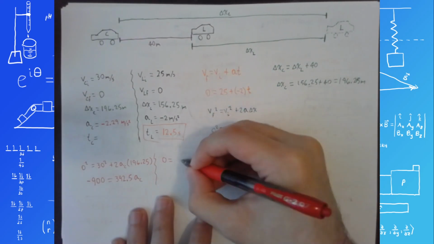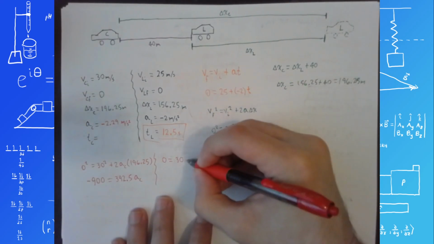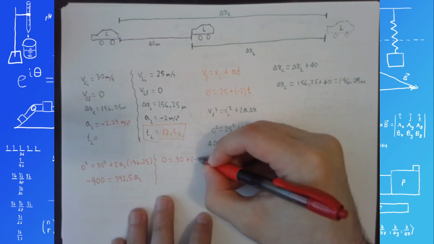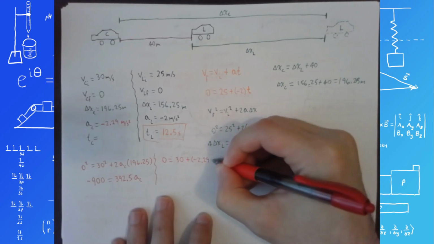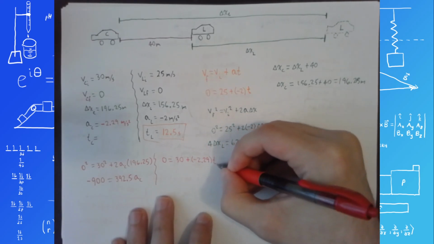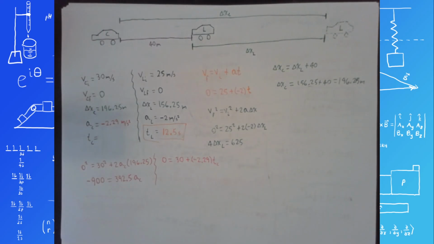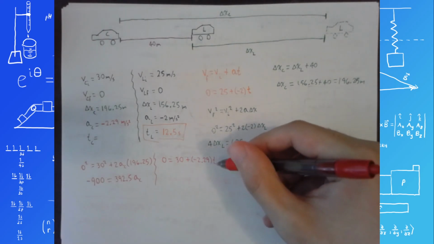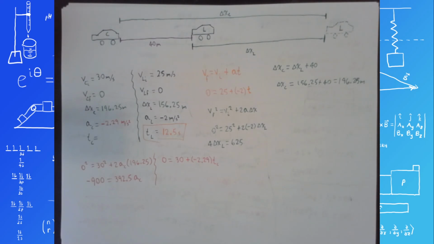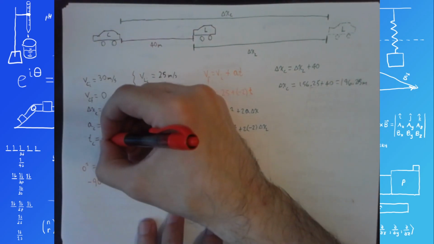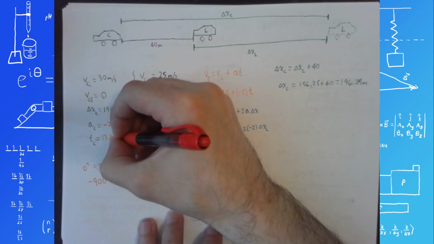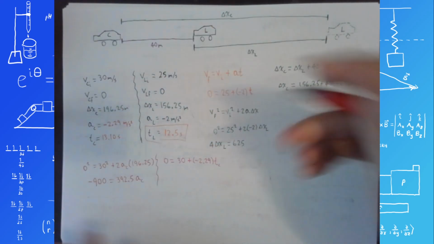0 equals 30 plus negative 2.29 TC. If I add 2.29 TC to both sides and then divide both sides by 2.29, I get 30 over 2.29, which is about 13.10. TC is about 13.10 seconds.